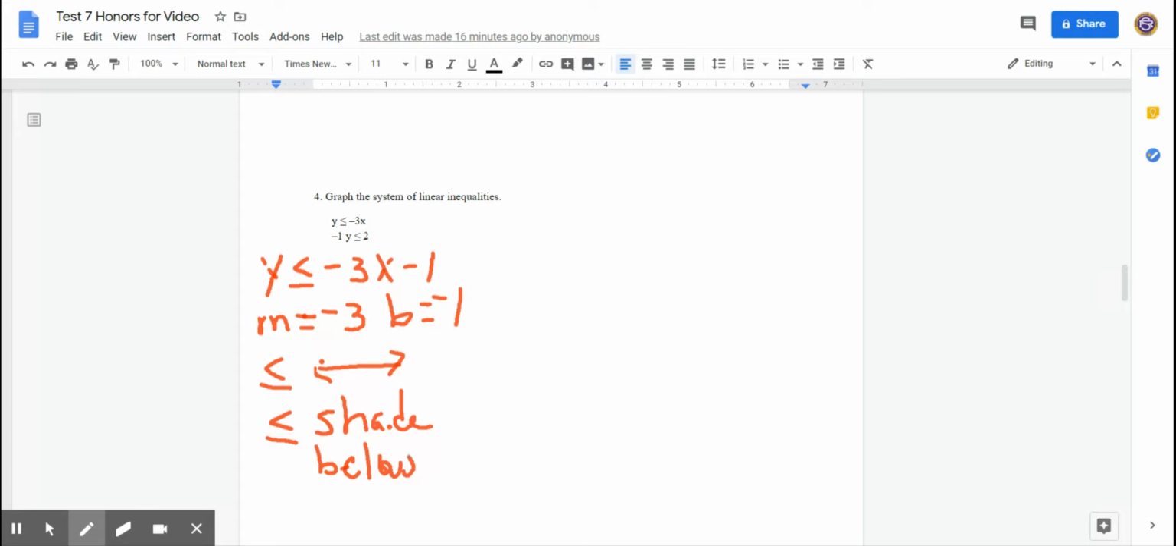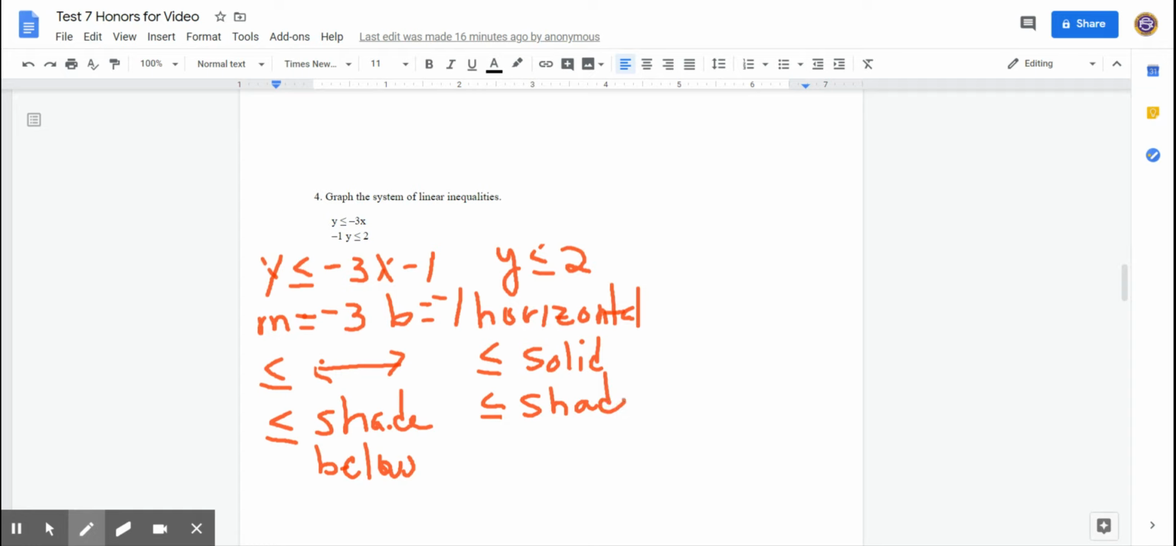Second equation is y is less than or equal to 2. You have to recognize that this is a horizontal line. So it's a horizontal line, and it's less than or equal to, so it is a solid line. And it's less than or equal to, so you're going to shade below or under, since it's horizontal.